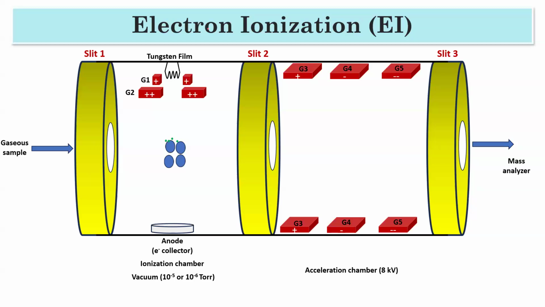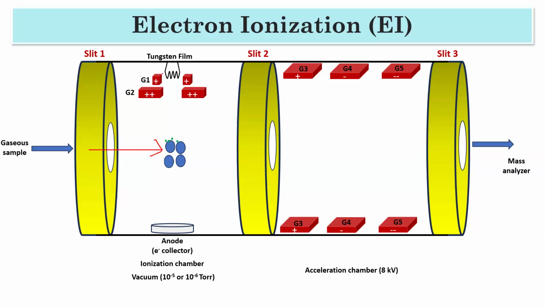This is the first ionization technique, and I think historically also this is the first one. It is called electron ionization, also called EI or electron impact ionization. In this case, first the gaseous sample will go inside the ionization chamber. You see this is the ionization chamber, and on the right side is the mass analyzer. First your gas sample will go in.